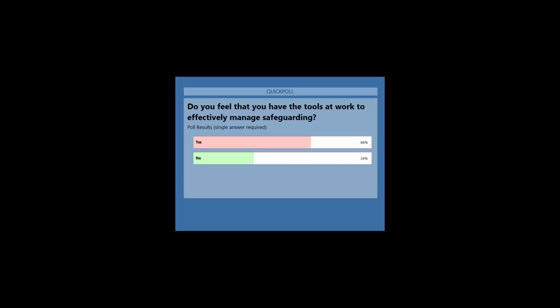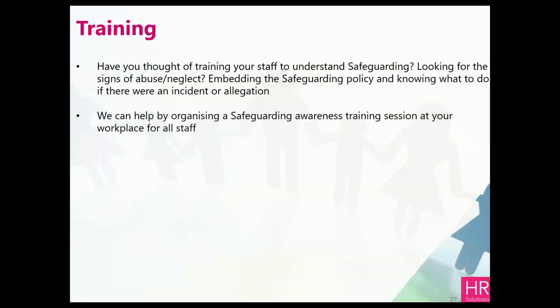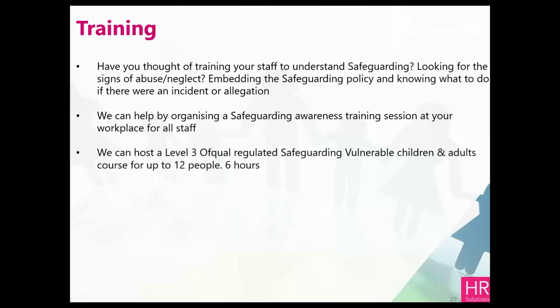And if we think about training, have you thought of training your staff to understand safeguarding, looking for the signs of abuse and neglect, embedding the safeguarding policy, and then knowing what to do if there were an incident or allegation? And that can be formal accredited national training. It can be more workshop based. I can come and help deliver an awareness session in the workplace, or it could be more of a Level 3 Ofqual regulated course for safeguarding vulnerable children and adults, which I can train up to 12 people at once.